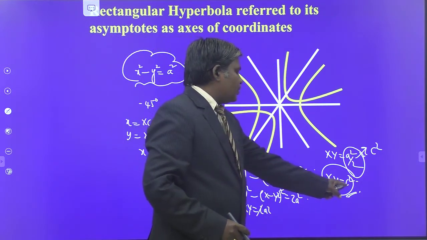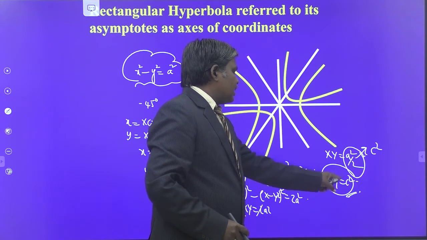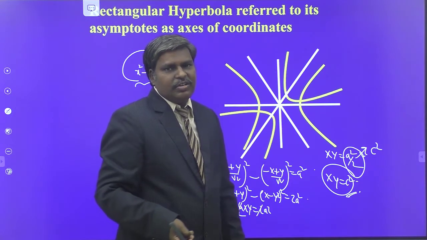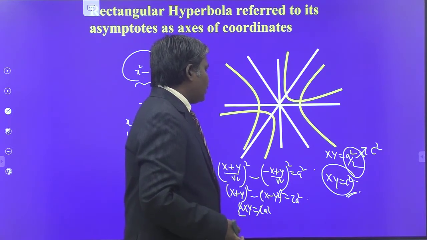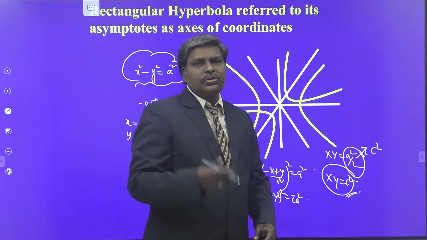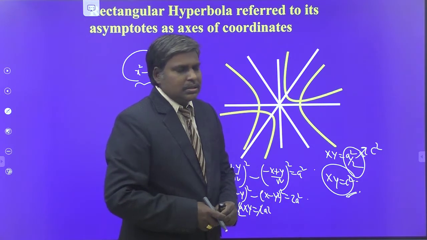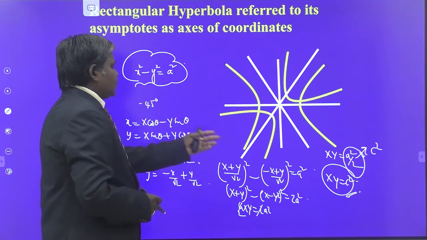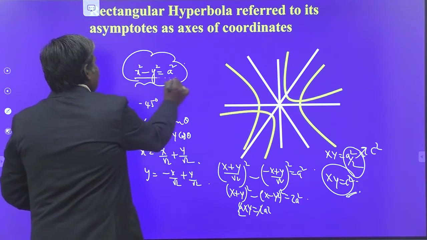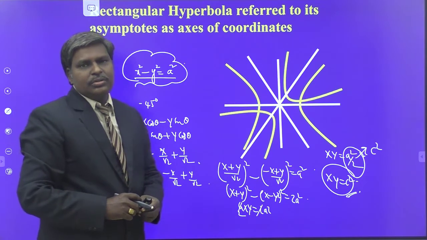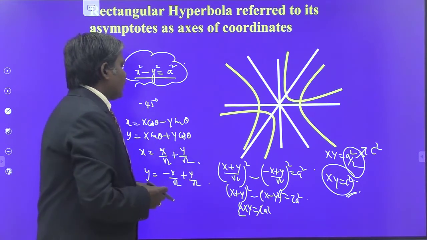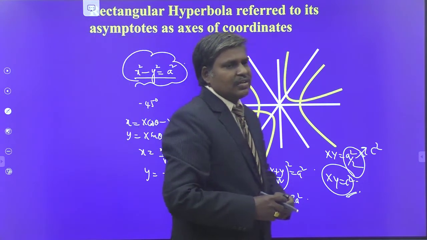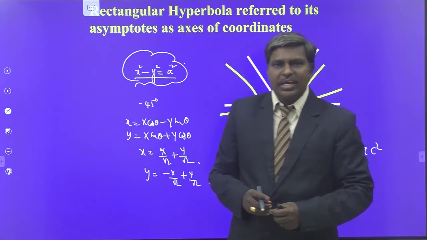Okay, xy = c². So its combined equation of the asymptotes is what? xy = 0, because asymptotes always pass through the center of the hyperbola. So x = 0, y = 0. These are the new coordinate axes of the rectangular hyperbola. In this manner we can derive xy = c² from x² − y² = a². Whichever method you approach, we obtain xy = c². This is the standard equation of the rectangular hyperbola.